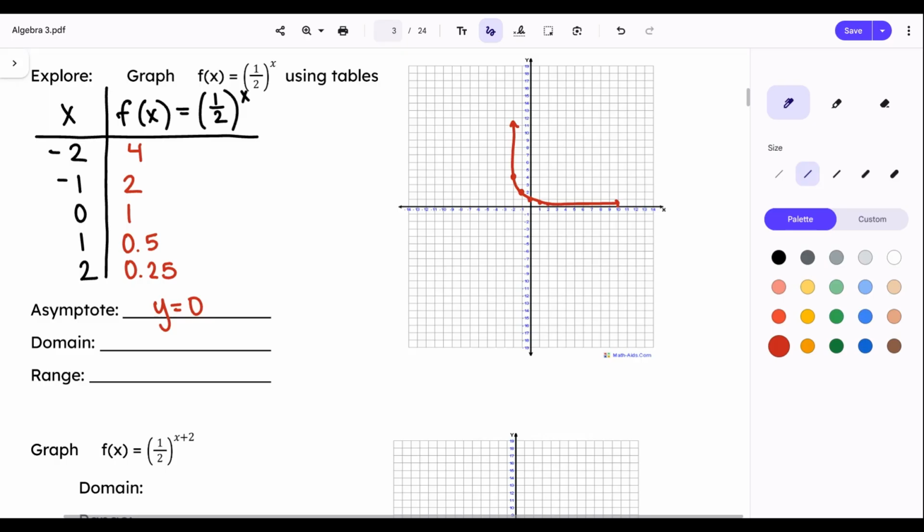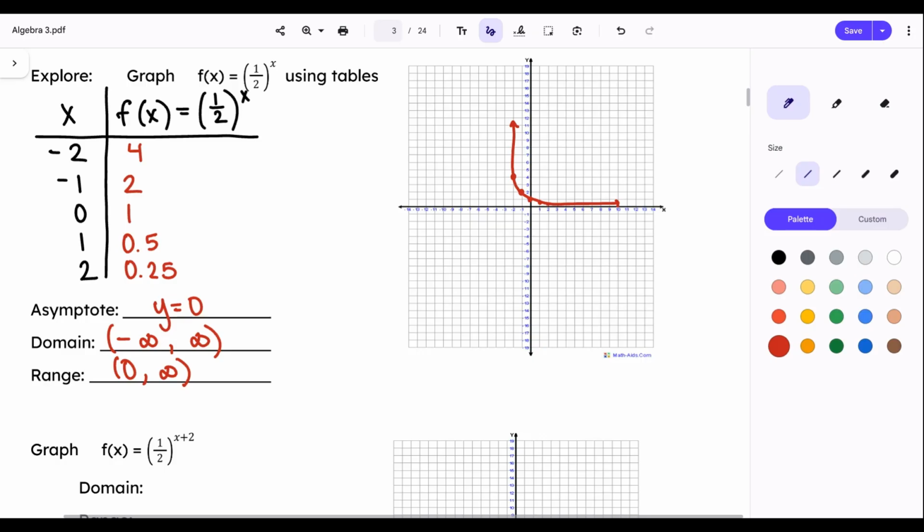Okay, what would still be your domain though? Yeah, it's still negative infinity to positive infinity. And then what would be the range? Think about your y's this time. So the lowest is still 0, right? We aren't ever going to equal 0, but anything above 0 shows up on our graph because everything's staying positive on the y side. So I would still say 0, comma, infinity.